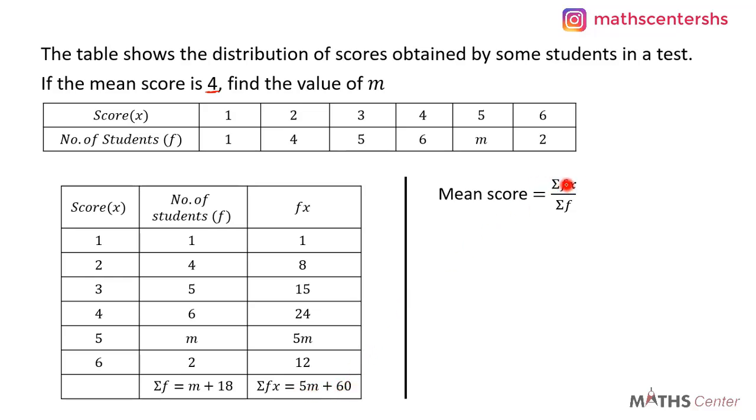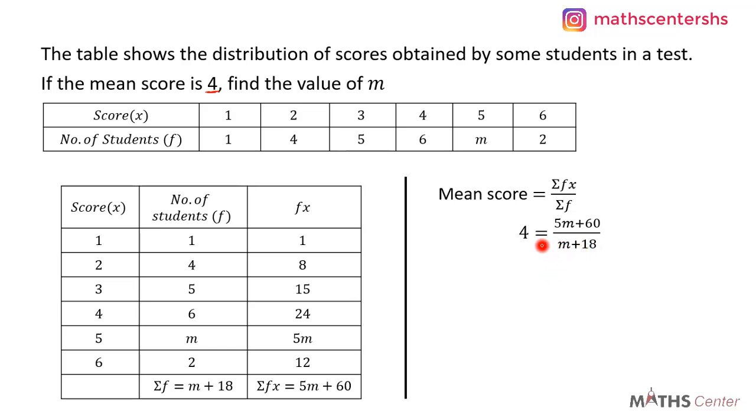So we have the sum of fx and we have the sum of f. And we have the mean score to be 4. So we will input them into the formula that we have here. When we do that, we are going to have 4 is equal to the sum of fx, which is 5m plus 60, divided by the sum of f, which is m plus 18. We now have a linear equation here. So we will solve this linear equation for the value of m.